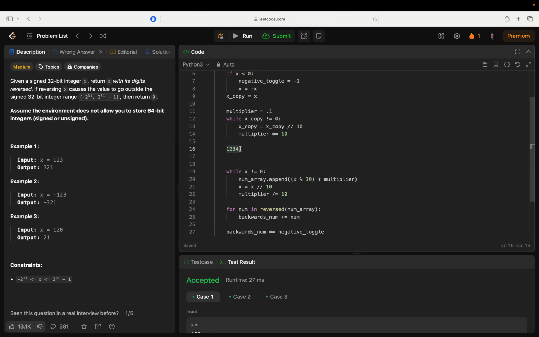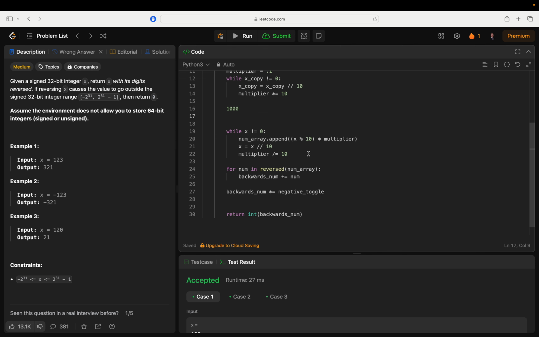Now we floor divide by 10, so we get 1, 2, 3, then 1, 2, then 1, and then 0. And all the while, the multiplier gets turned up to 10, 100, 1,000. So we have the multiplier at 1,000, and then we have the num array. This will give us all of the numbers in the different decimal places. It doesn't really matter what it starts with because they all get added at the end.